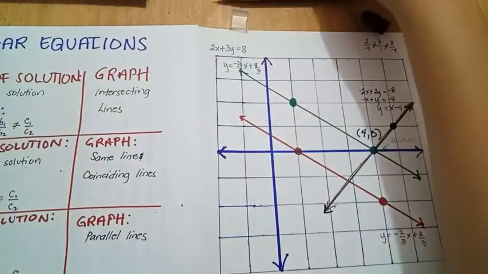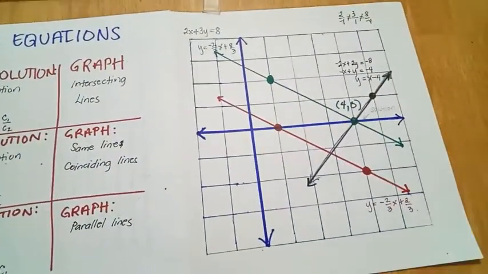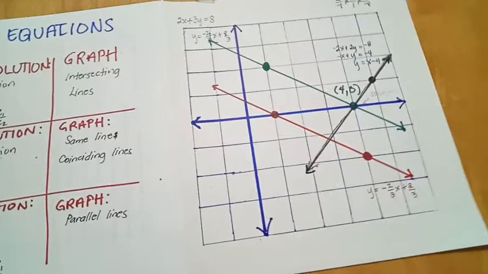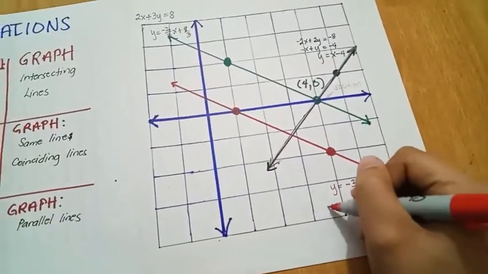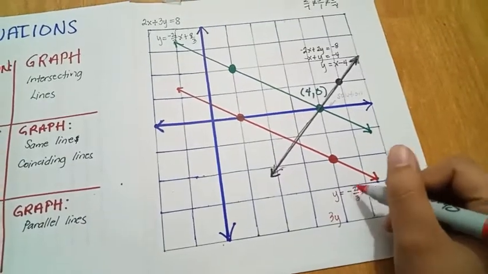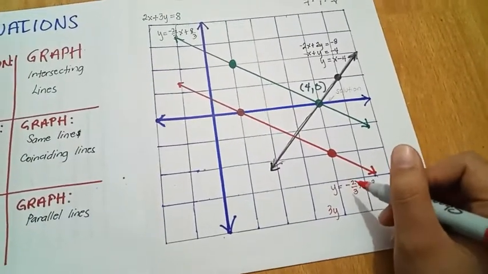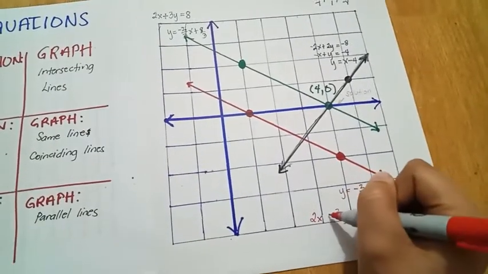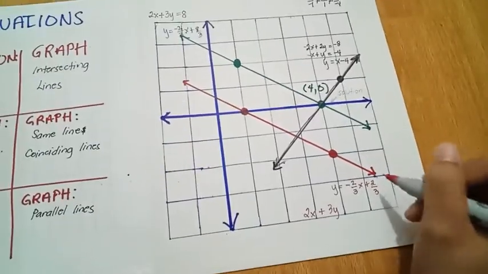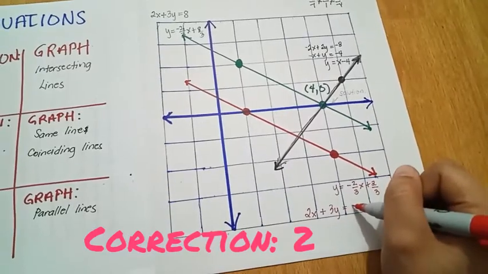If we write the other equation in standard form, multiplying the whole equation by 3, we will have 3y. Then negative 2/3 times 3 is negative 2x. Transpose, it will become positive 2x. Then 2/3 times 3 is 2.